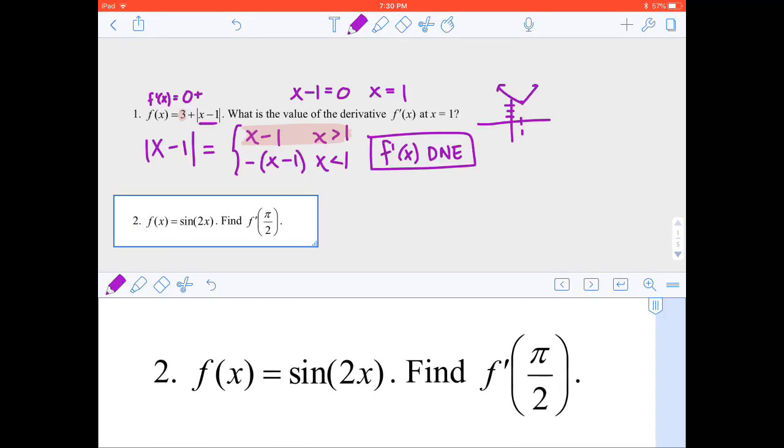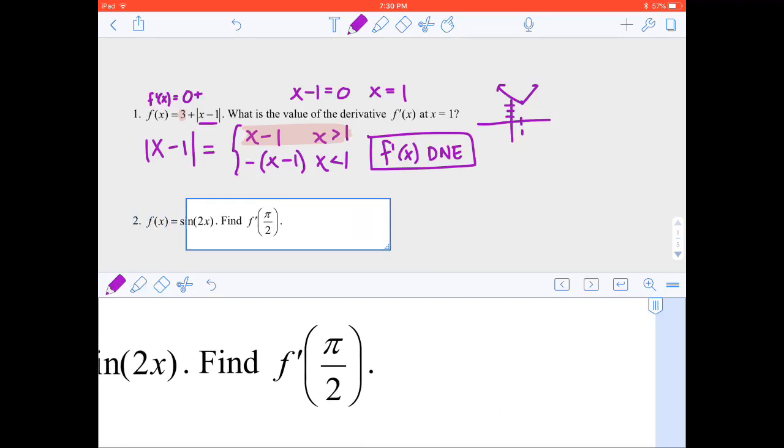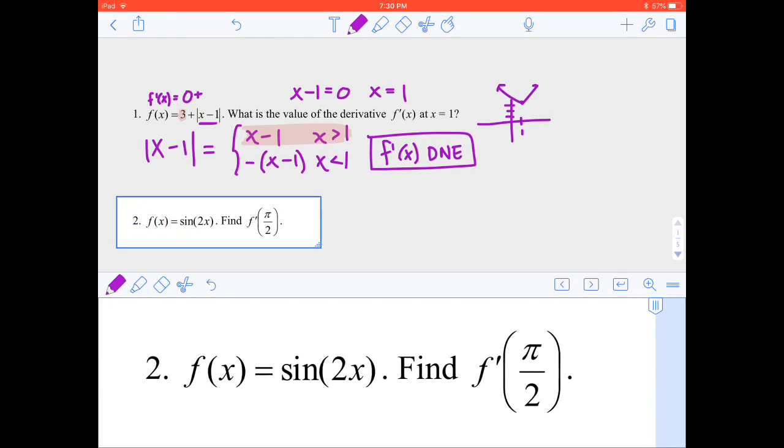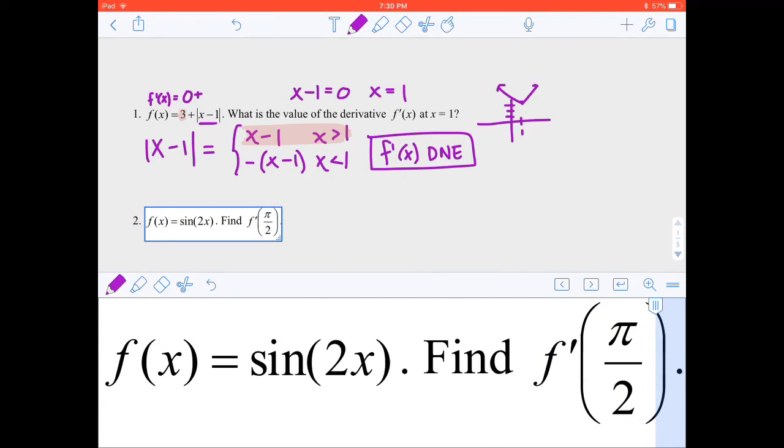All right. Number 2, we need to take the derivative of f of x, which is sine of 2x, and we're going to be plugging in pi over 2 to that. What I'm going to do is take a look at this function. We see that there's a trig function, so we have sine of 2x. That 2x is plugged inside of the sine function. This tells me that we're going to have to use the chain rule. We have one function inside of the other.